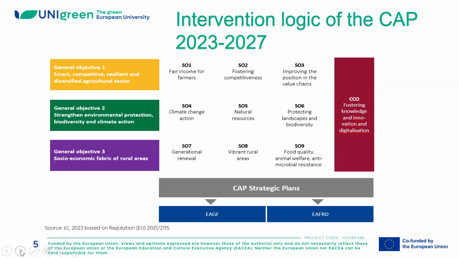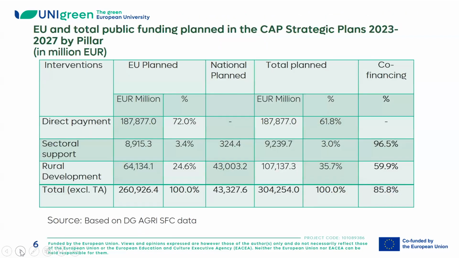The new Common Agricultural Policy is structured around three general objectives and 10 specific objectives, 9 being organized around these three general objectives for a more competitive, greener, and fairer Europe, and one being a cross-cutting objective, fostering knowledge and innovation. The member states' contributions to these 10 objectives are described in their strategic plans, providing a framework for member states' interventions.